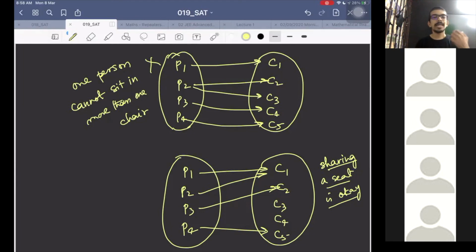Now, my question is, can chairs be empty? Yes, chairs can be empty. Can a chair be shared between two persons? Two persons are sitting in the same chair. Is that okay? Yes, that is okay. One person should not sit in two chairs. Chairs can be shared. Seats can be empty. But persons cannot be standing, and persons cannot go and occupy two seats. That is the idea.